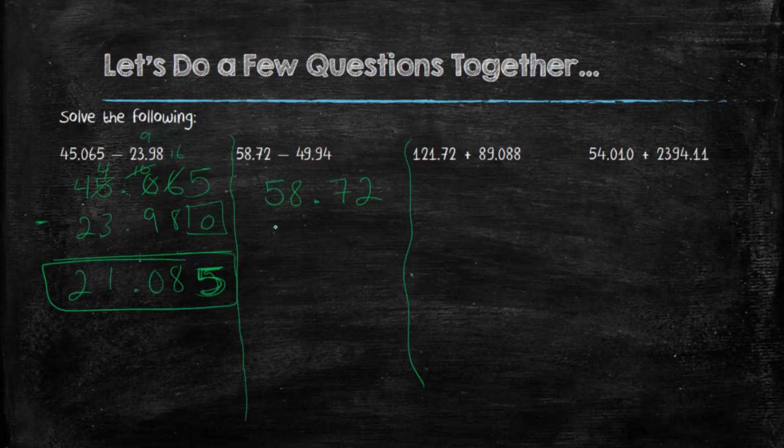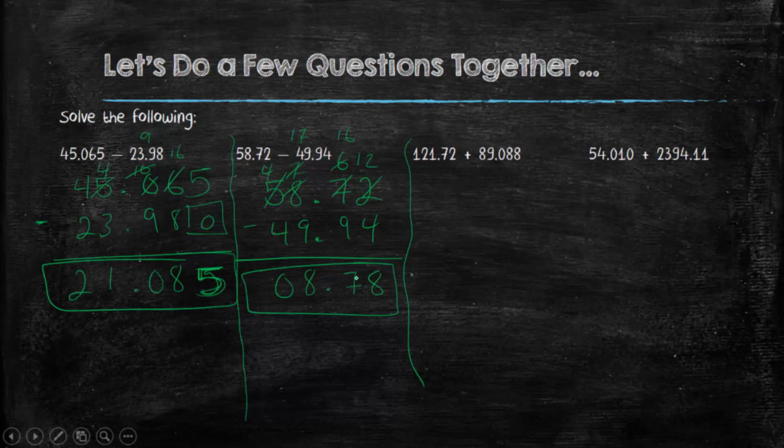Let's look at this question. 58.72 minus 49.94. Okay, 2 minus 4, can't do that, so we need to borrow from our neighbor. This becomes a 6, and this becomes a 12. 12 minus 4 is 8. 6 minus 9 can't do it, so we need to borrow. This becomes a 7. This becomes a 16. 16 minus 9 is 7. 7 minus 9 can't do it, so we need to borrow. This becomes a 4. This becomes a 17. 17 minus 9 is 8. 4 minus 4 is 0. So our answer is 8.78. Pretty cool.